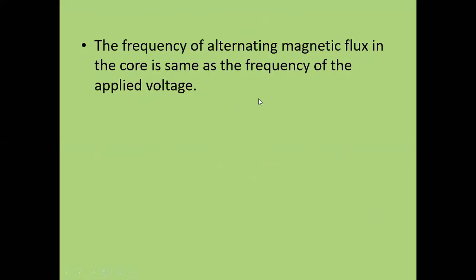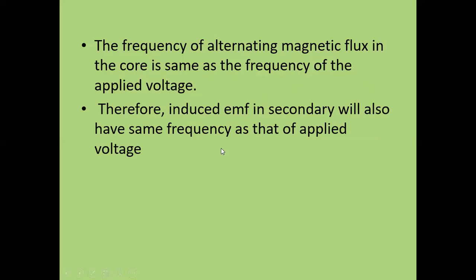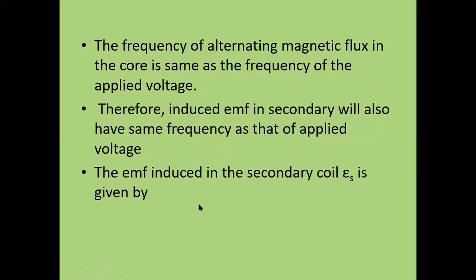But is the frequency changed? Initially itself we learned there is no change in the frequency. The frequency of the alternating magnetic flux in the core is the same as the frequency of the applied voltage. Now the induced EMF in the secondary will also have the same frequency. Frequency is not changing throughout the working. So the induced EMF in the secondary coil can be written as epsilon S is equal to minus NS d phi b by dt. This I am going to take as equation number 3.